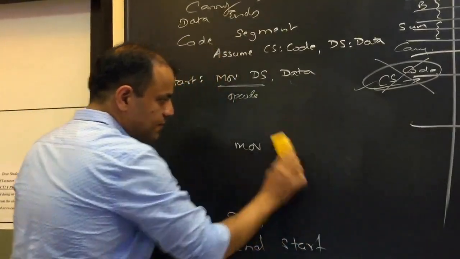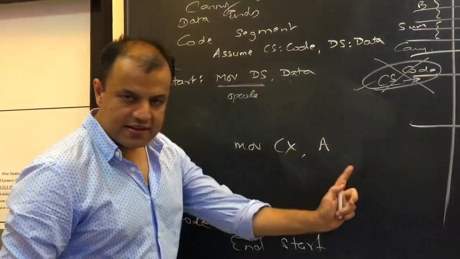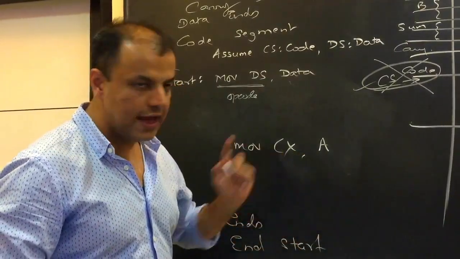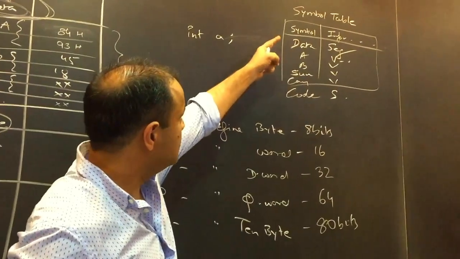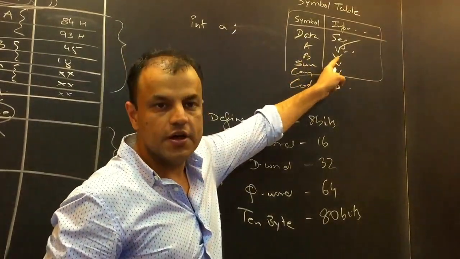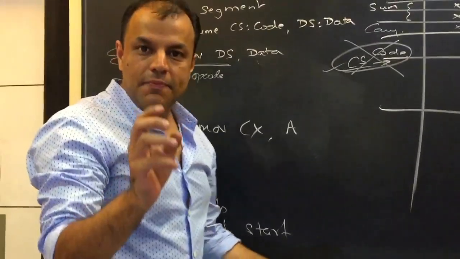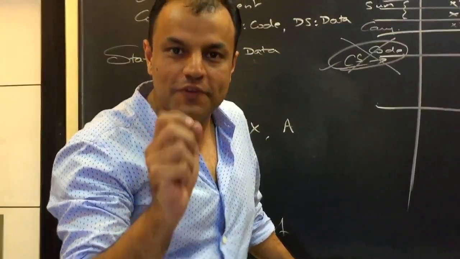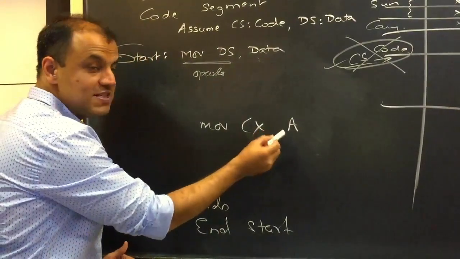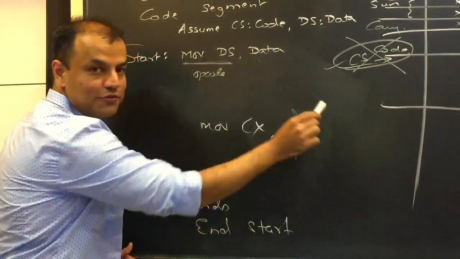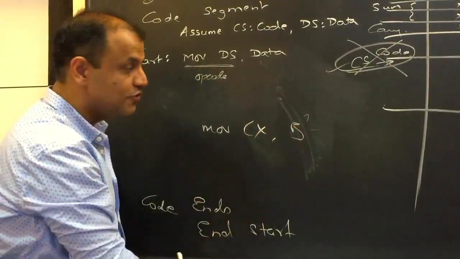Instead, if you have written MOV CX, A, the assembler will see there is a symbol over here. Who is the symbol? A. The assembler will go to the symbol table. In the symbol table, do you see A? Yes. What is it? A variable. That means you are trying to use a variable which you have defined. So it's all valid, legal. Since it's a variable, the assembler will substitute the offset address. Likewise, B is again a variable, so the assembler will substitute the offset address.